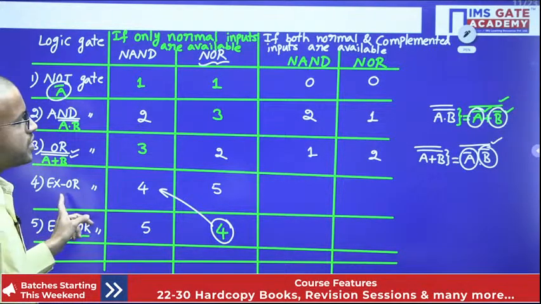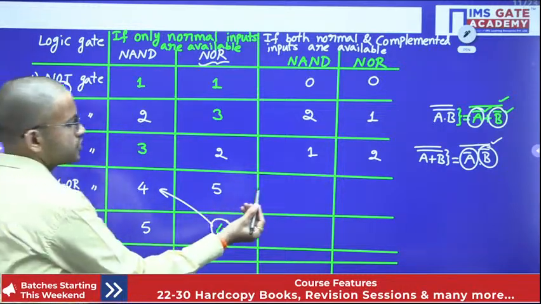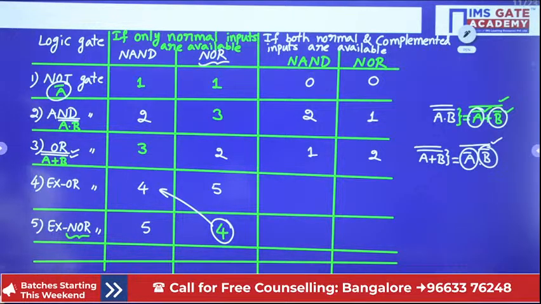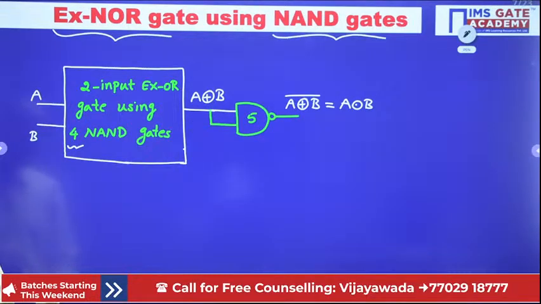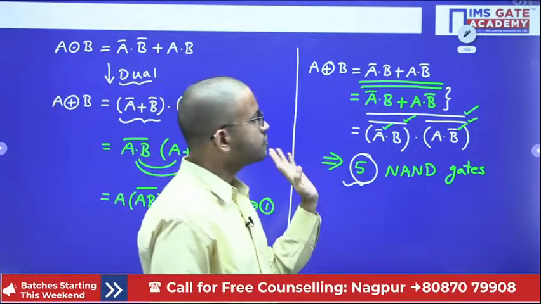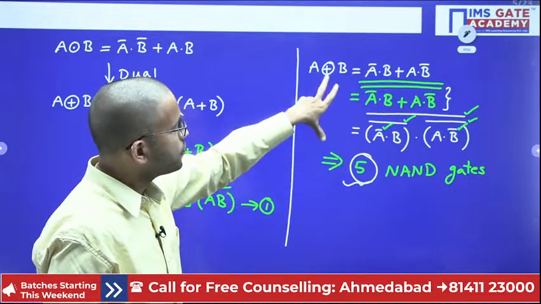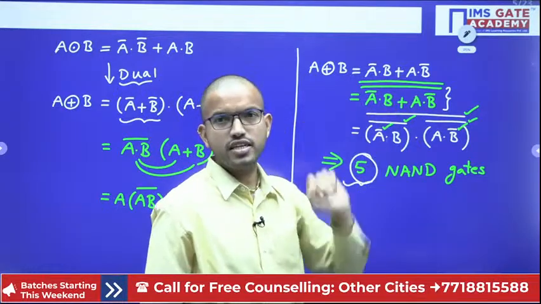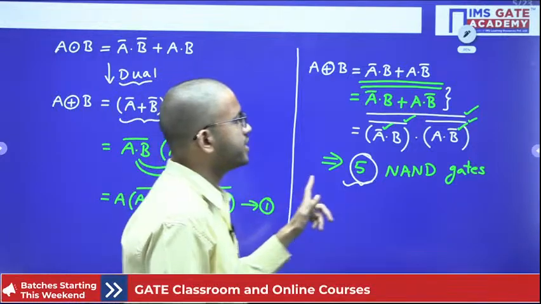Now regarding XOR gate, let us give a try regarding XOR gate with the help of NAND. Already we have discussed, just you can look at the expression. But earlier we have discussed for the normal case, that means if only normal inputs are available. This is the proof we have already discussed. Now just look at this final expression, and according to the second context, that means if both normal and complement inputs are available, in that case how many NAND gates are required?